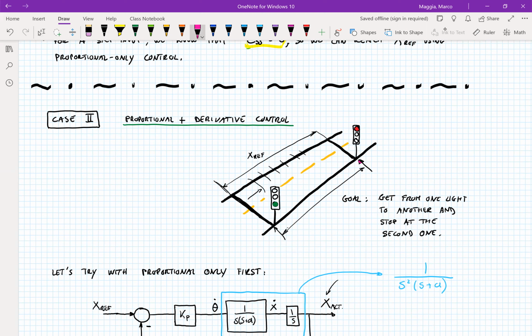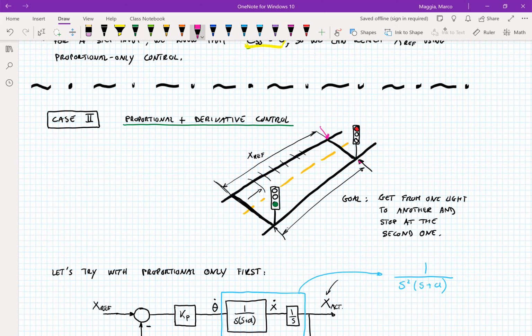Let's say I've arrived here. There's no more error. So the control signal, if I had only a proportional controller, would be 0. It means now I release the pedal, but when you release the gas pedal, you're still going forward because of inertia. So a proportional controller cannot foresee what happens in the future.